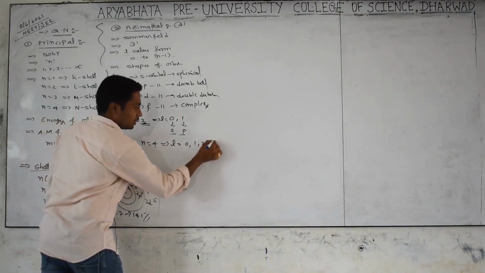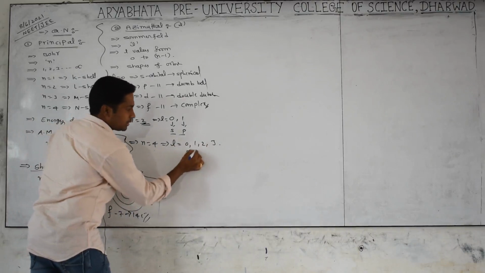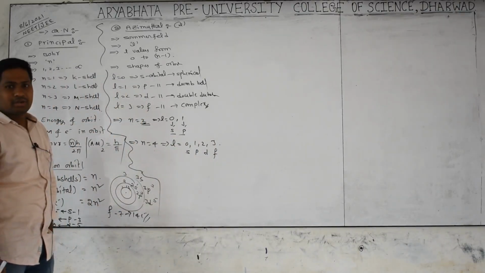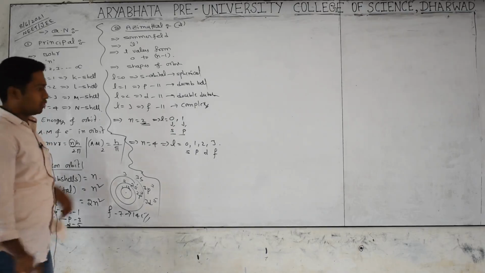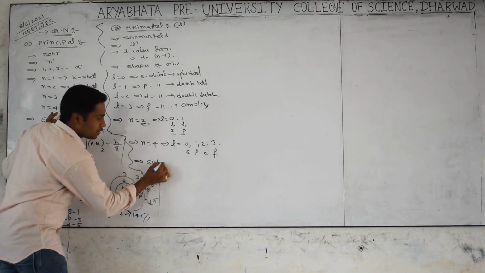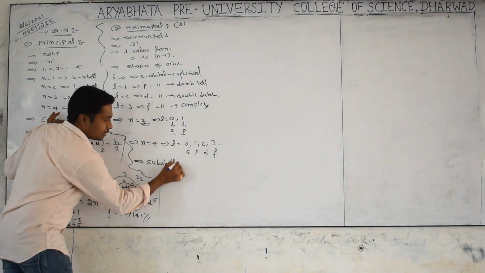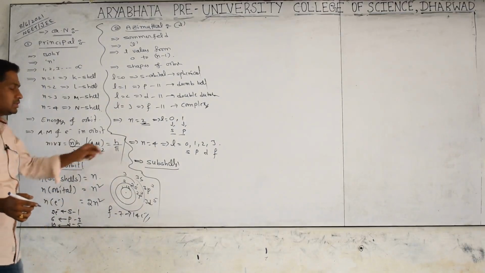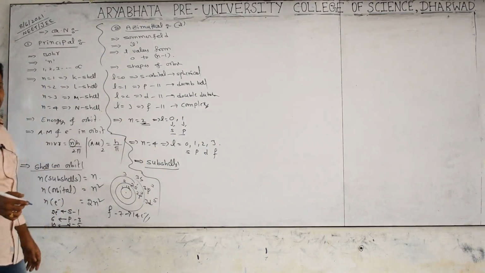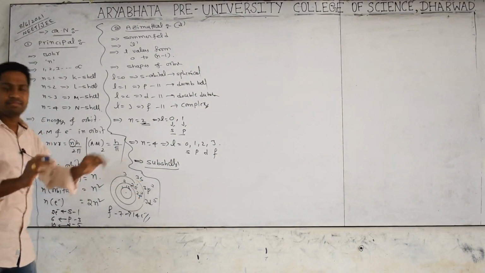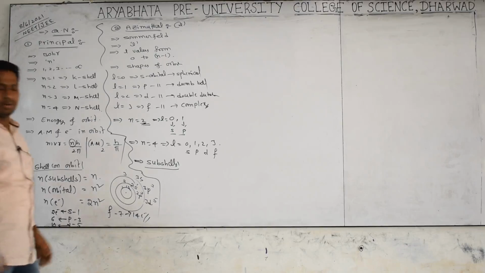0, 1, 2 and 3. That is s, p, d and f orbitals. All of you understanding? Yes, very important things we are discussing. Mainly, the azimuthal quantum number is focused on subshells, while the principal quantum number is focused on the main shell or orbit. The azimuthal quantum number explains the subshells: 2s, 2p, 3s, 3p, 3d, like that.